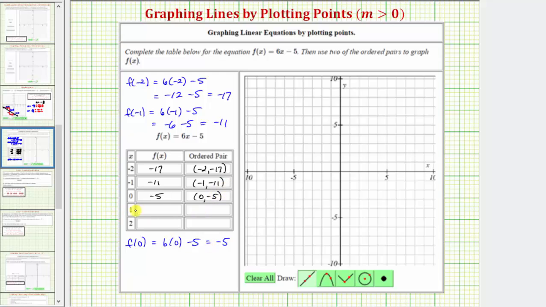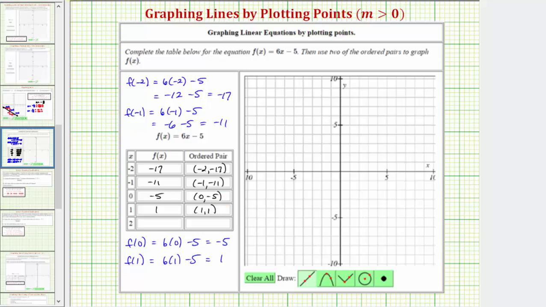The next input is x equals 1. So the output or function value is f(1), which equals 6 times 1 minus 5, which is just 6 minus 5, which equals 1. So when x is 1, f(x) is 1. The ordered pair is (1, 1).